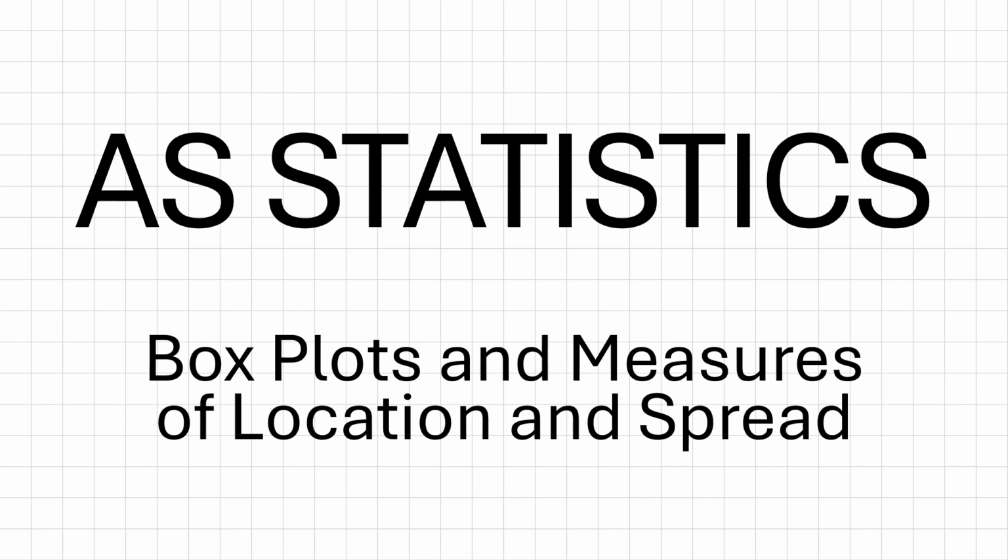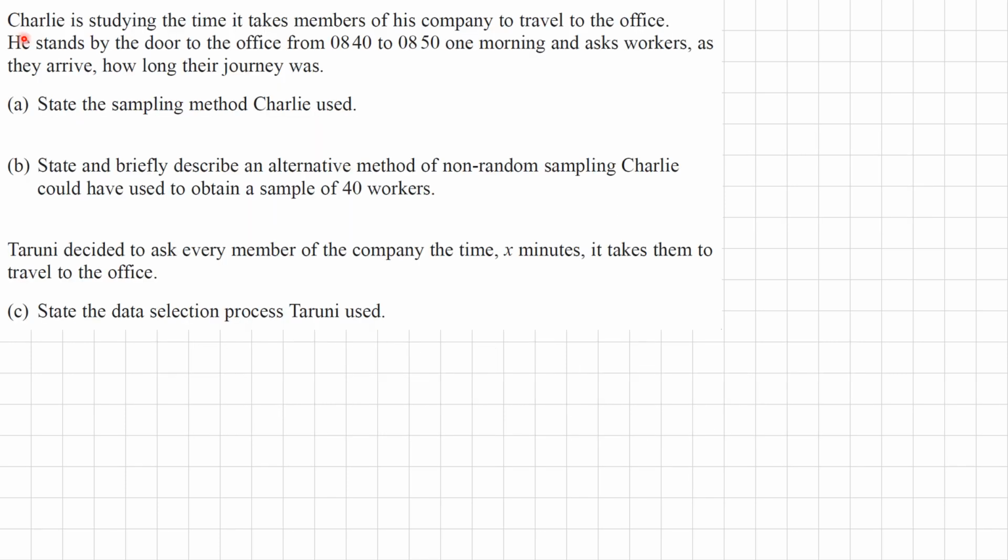This is an AS statistics question on box plots and measures of location and spread. Charlie is studying the time it takes members of his company to travel to the office. He stands by the door to the office from 08:40 to 08:50 one morning and asks workers as they arrive how long their journey was. Part A, state the sampling method Charlie used.